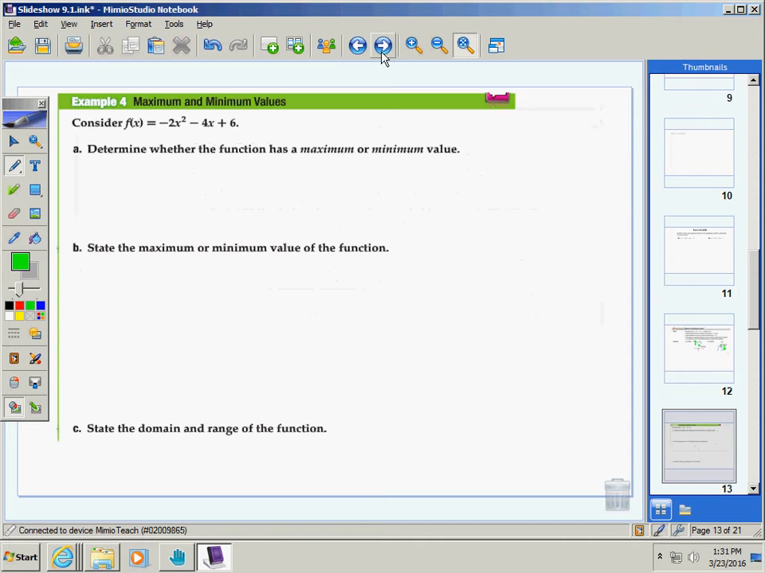So now, let's determine whether the function has a maximum or a minimum. To do that, you just look at A. A equals -2. -2 is less than 0. If you have something that's less than 0, you know it's going to be opening down. If it opens down, obviously it's going to have a maximum. And a function can never have a maximum and a minimum, so as soon as you see it has a maximum, you're done with that part.